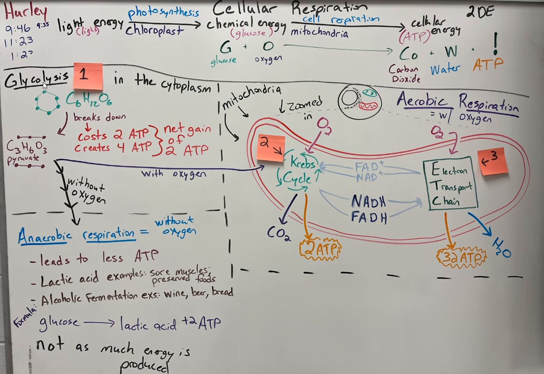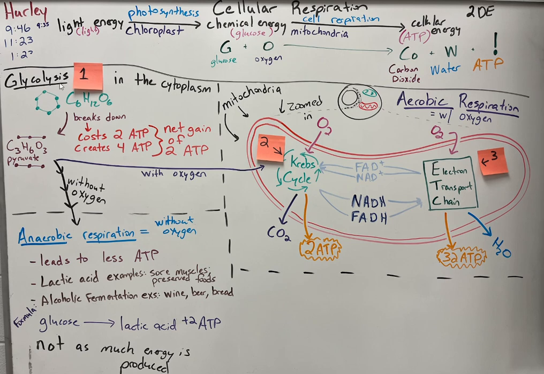Let me pause for a second. Glycolysis, and the steps we're going to go through. Glycolysis is step 1. Then step 2 is the Krebs cycle. Step 3 is the Electron Transport Chain, the ETC. So let's start here. In the mitochondria, the Krebs cycle starts when we get oxygen in here and we get these two pyruvates.